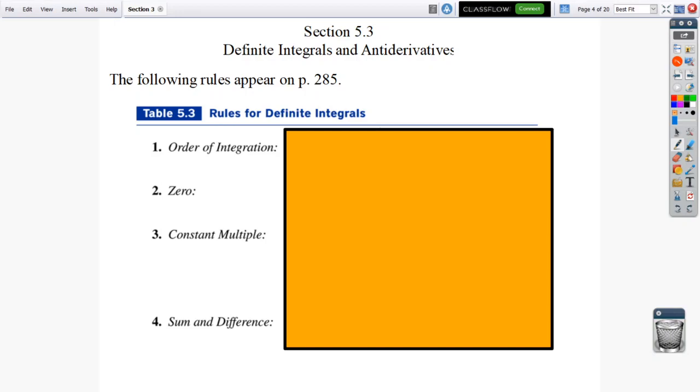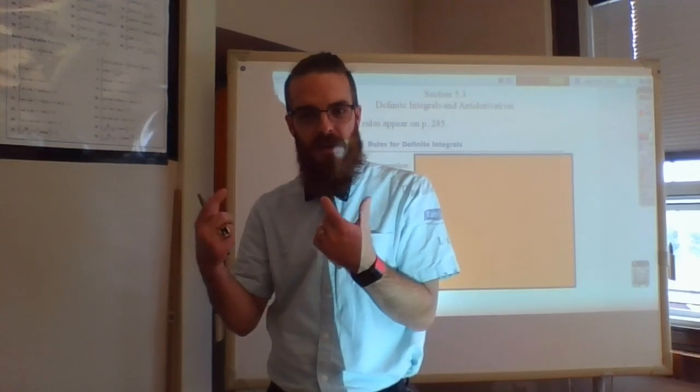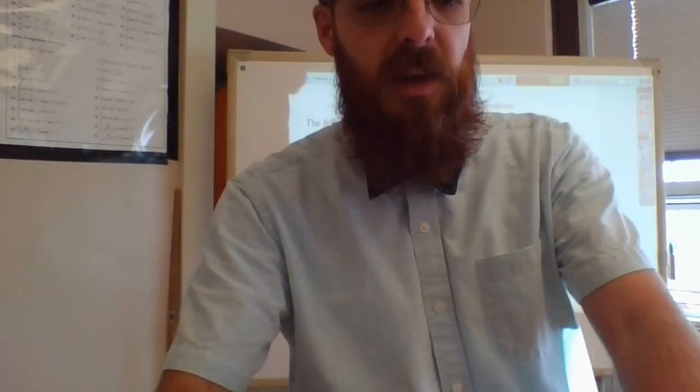And now here we have all of the properties of definite integrals. They all have really dumb names. And by dumb names, I mean they're just like obvious names. Like the first one, order of integration. Order of integration is referring to what happens when we flip-flop the limits of our definite integral.